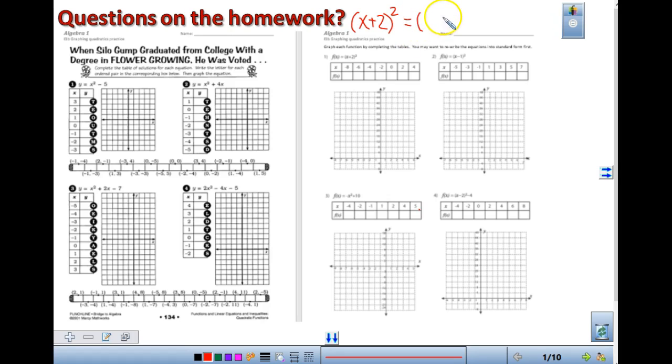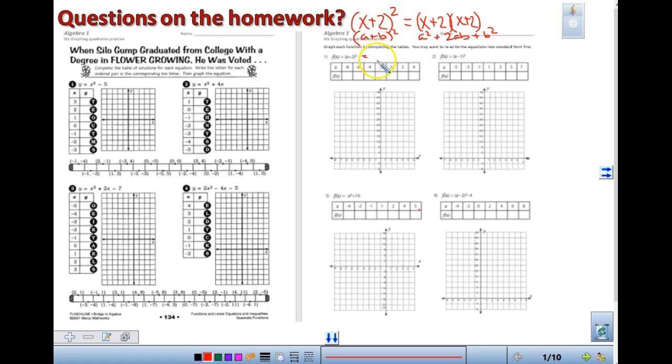(x + 2) times (x + 2). I could go x plus 2, right? And I could use FOIL and write that out. That's one way. Does anyone remember the special rule for when you have something squared? If this is my (a + b) squared, a squared plus what was the middle term? Last unit, 2ab plus b squared.